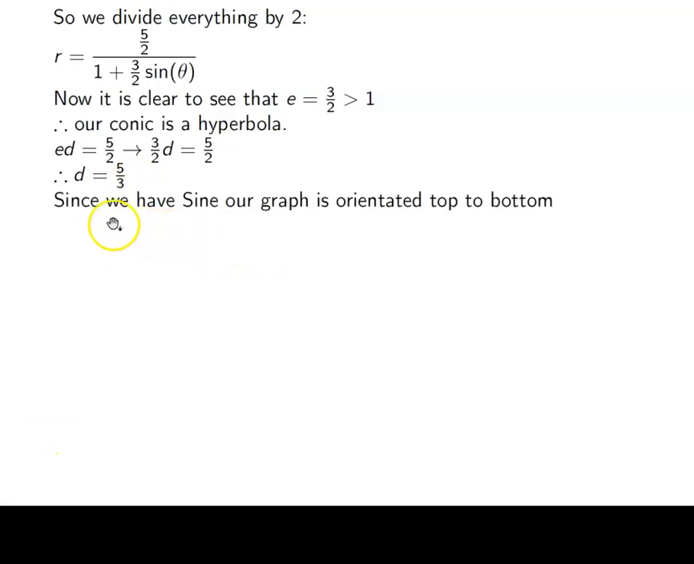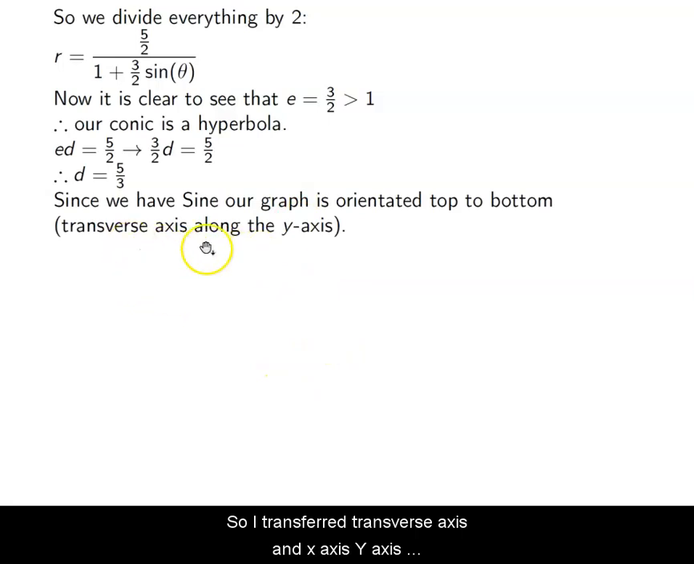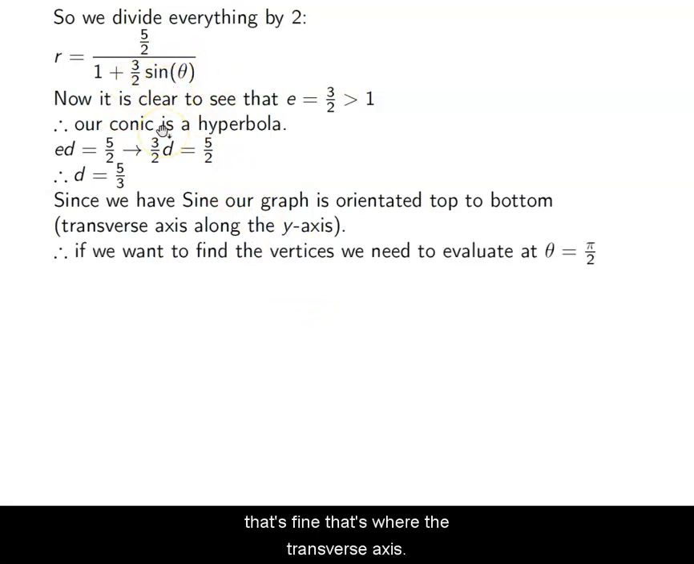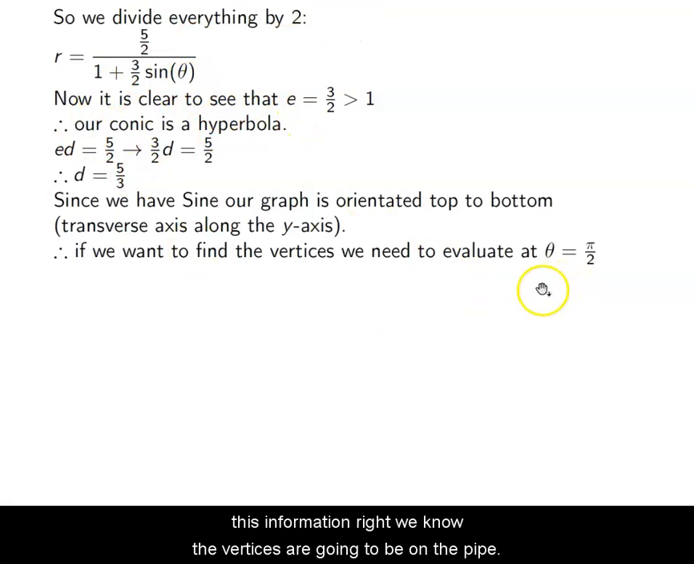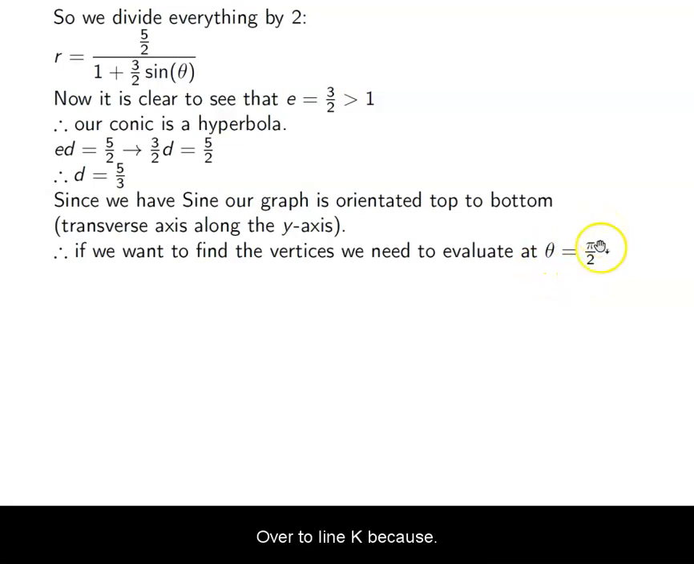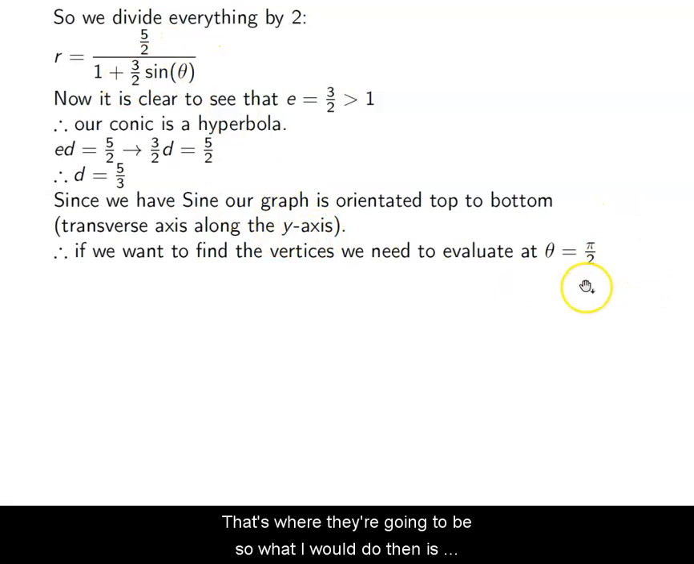Okay. So we have our sine graph. It's orientated top to bottom, right? It's on the y-axis. So the transverse axis along the x-axis. I'm sorry, y-axis because it's on sine, right? We have a sine value here, so that's telling us where the transverse axis is. So if we wanted to find the vertices, then we have to use this information, right? We know the vertices are going to be on the pi over 2 line, okay? Because sine is y, that's where they're going to be.